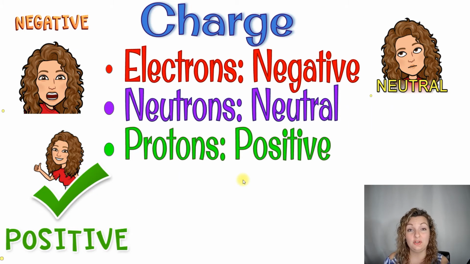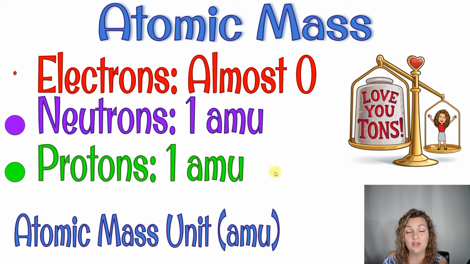Now, some things you need to know about these subatomic particles is their charge. So electrons are negatively charged particles, neutrons are neutrally charged, and protons are positively charged. The atomic mass is also very important. We say atomic mass unit, or AMU, as its unit of measure, okay?